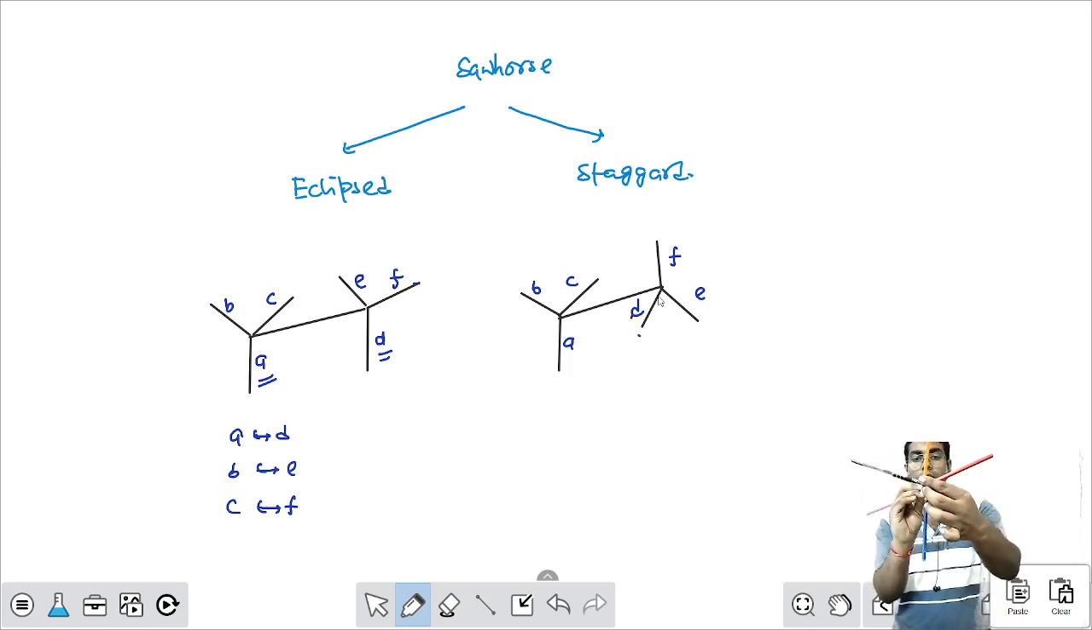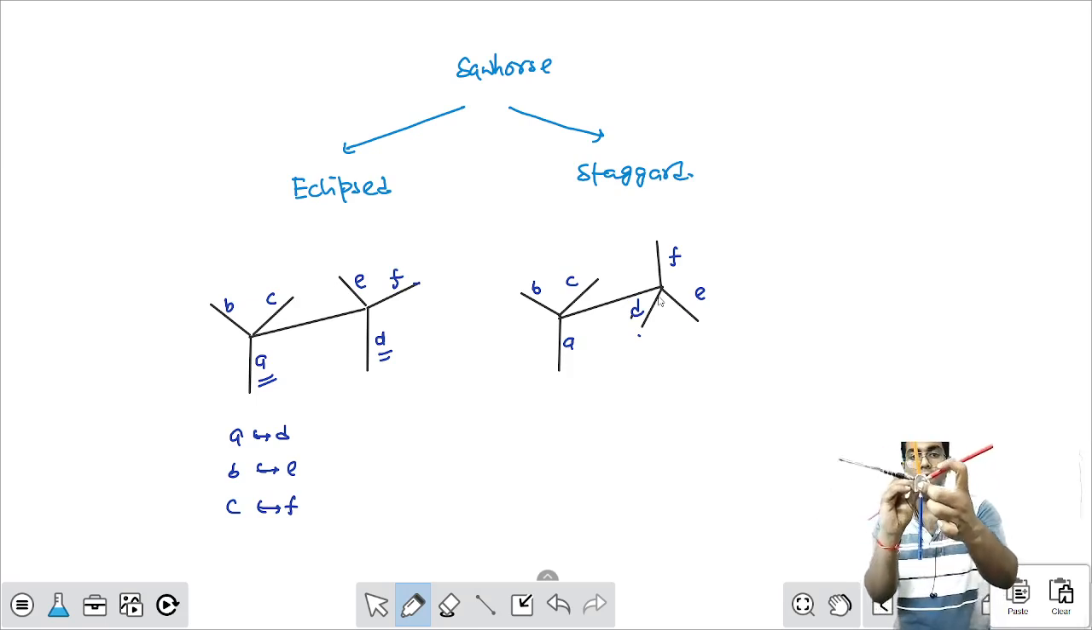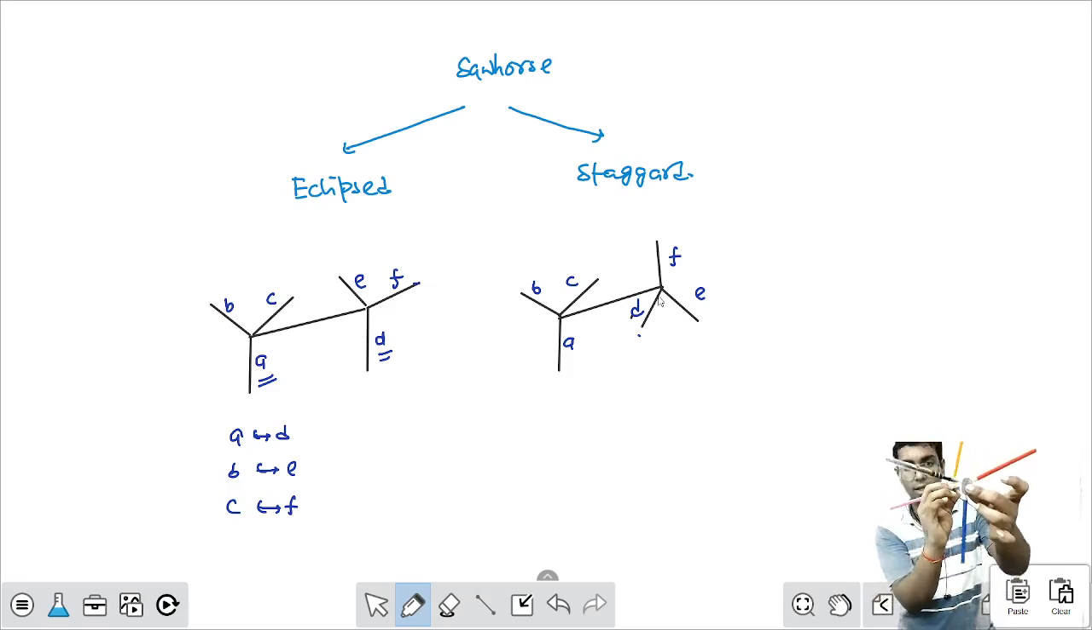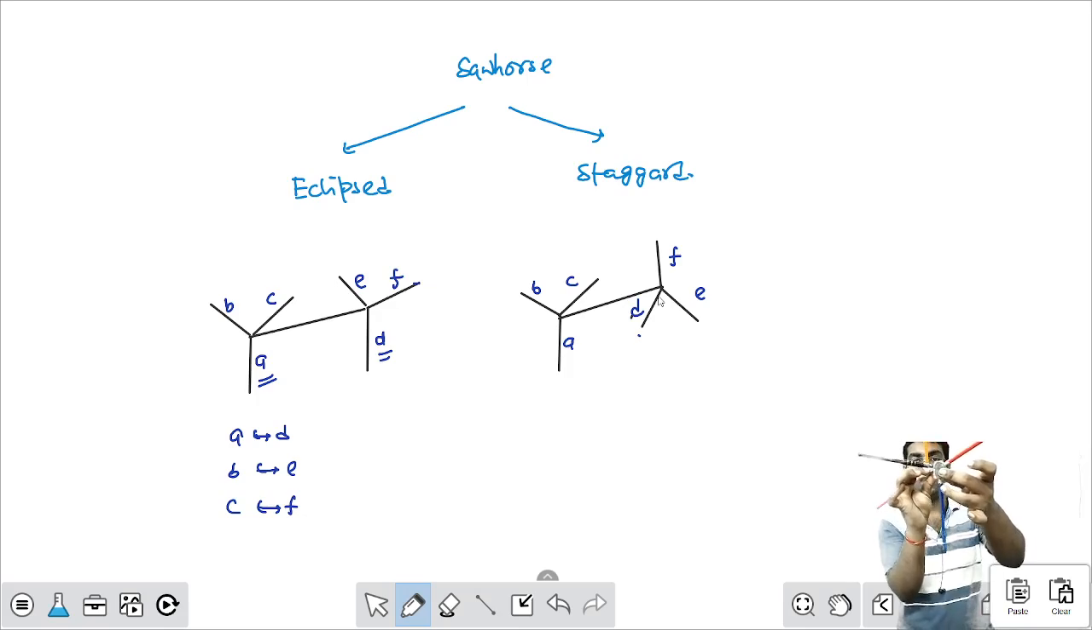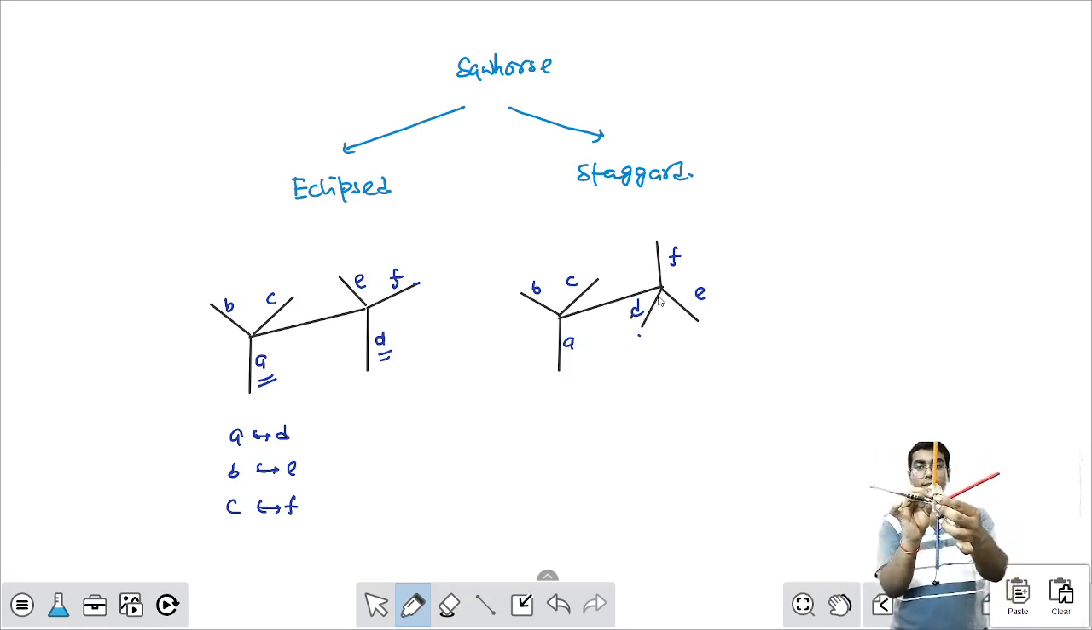But just rotate it and see this one. So the orange one is in between the red and black one. This sky blue one is in between the red and deep blue one, and this pink one is in between the deep blue and the black one. So this is the staggered form. This is the eclipsed form where every bond is covering another bond, so the front carbon bonds are in front of the back carbon bonds. But here you can see all the bonds clearly, whereas there you are only seeing the front carbon bonds. So this is called eclipsed and this is called staggered.